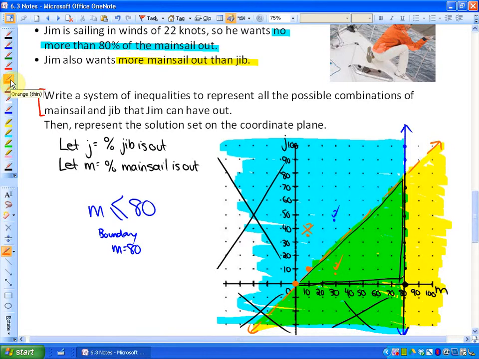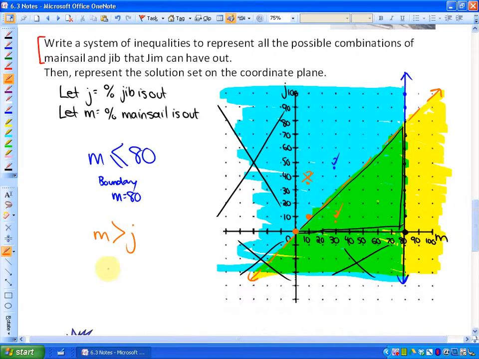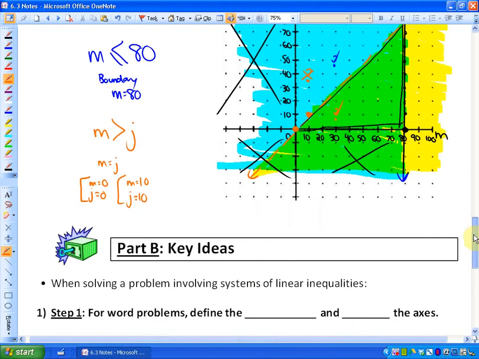With more mainsail out than jib, that would look like this. Mainsail is greater than jib. You'd get the exact same boundary line because it's where m is equal to j. So if I put in m equals 0, I'd get j equals 0. That would be this point here. And if I put in m equals 10, then j equals 10. That would be this point here. So you get the same boundary line, non-inclusive, and you'd shade below it if you used a test point. So it's exactly the same representation. This would be using a system of inequalities, or you could use the non-mathematical way. You get the same representation of all the possible combinations.